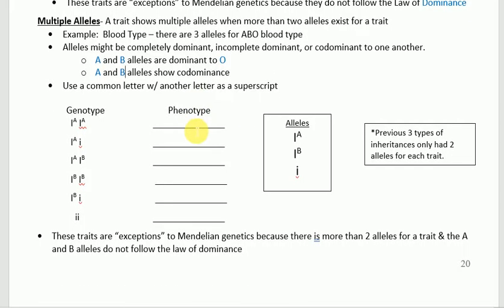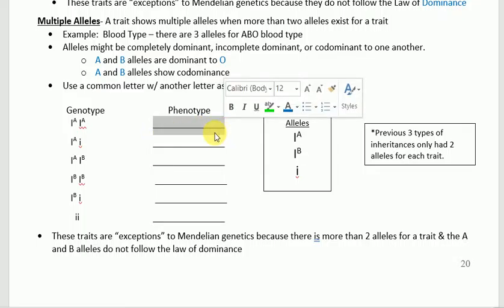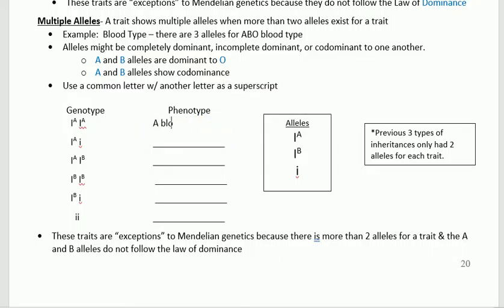So if we look at the genotypes of these, this here, this is going to be A blood. This, it doesn't have a second marker, so it would also be A blood because it's dominant. Here with the A and the B, we're going to end up with AB blood. Here with 2 B's, we're going to end up with B blood.